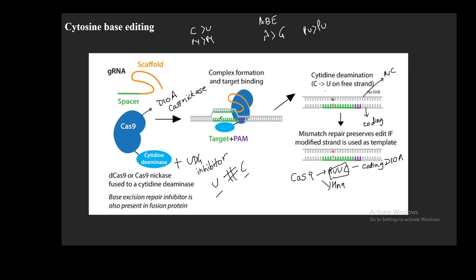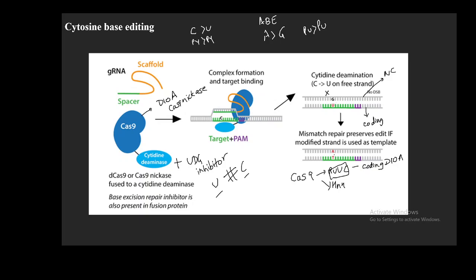The Cas9 nickase will not cleave this strand, but it will cleave this particular non-coding strand, and therefore the mismatch repair enzymes will convert this guanine to adenine base pair, and therefore we can convert the pyrimidine to pyrimidine, which is cytosine to thymine in one strand, and in the other strand we are converting guanine to adenine.